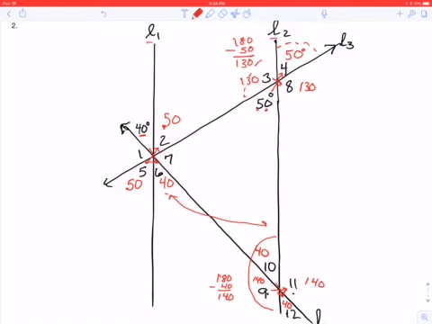Now I have two of the interior angles of a triangle. So to find angle 7, it would be 180, because the sum of the 3 angles in a triangle is 180, minus what we have so far. We have the 50 plus 40. So we get a total of 90 for angle 7. Well, once I know angle 7, I also know angle 1 because those angles are vertical.